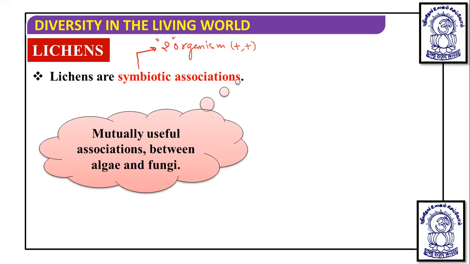It is a mutual association between algae and fungi. These two organisms involved in the symbiotic association are nothing but algae and fungi. They live together in an obligate, permanent association and benefit each other. Algae give something to the fungus, and the fungus also gives something to the algae, and they survive in such a permanent way. Then it is a lichen.